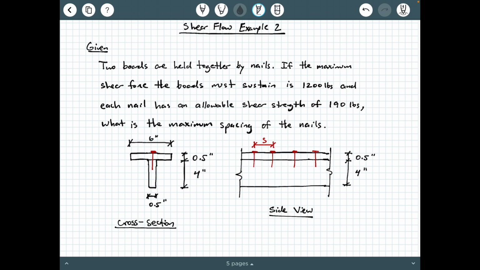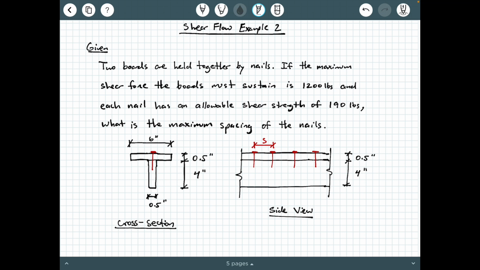So here we're given two views. We have a cross-section view where we see a T-shape made up of these two boards that are nailed together. The top dimension of the flange is 6 inches and the thickness is 1/2 inch. And then the depth of the web is 4 inches. And again, the thickness of the web is 1/2 inch.